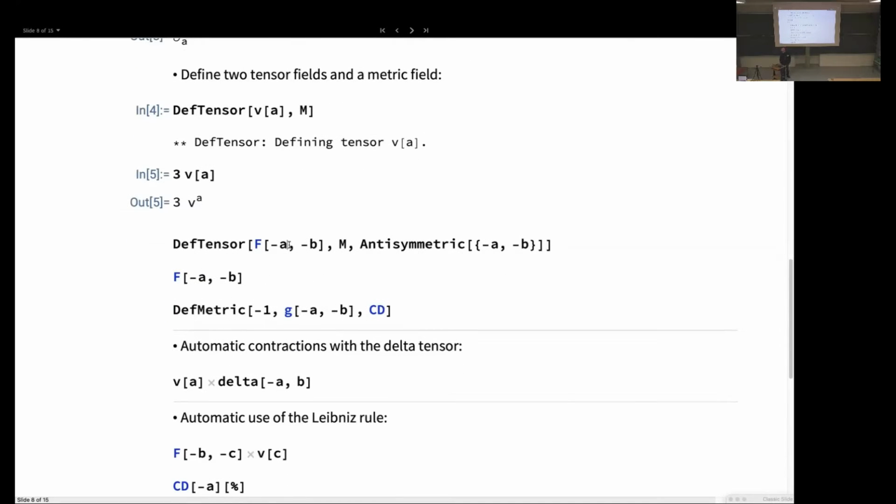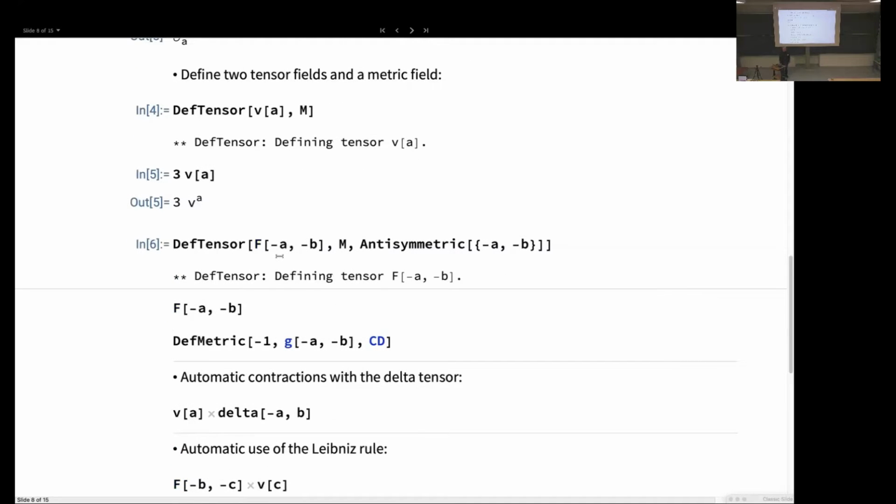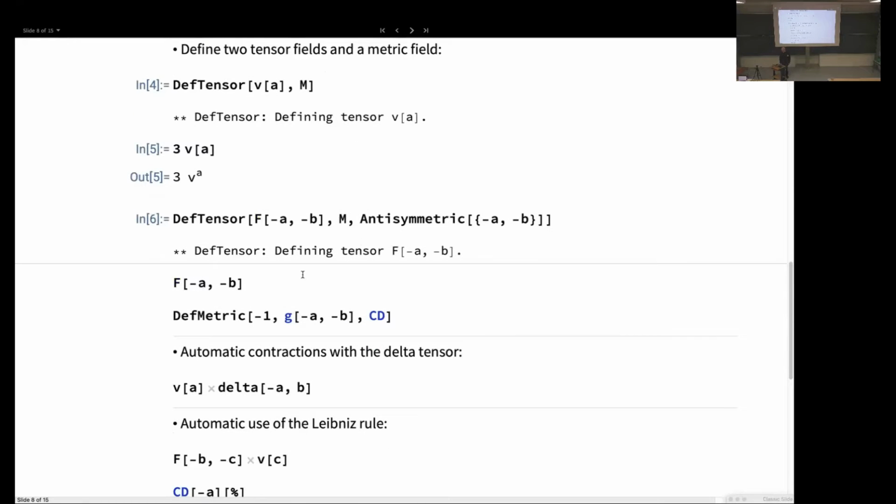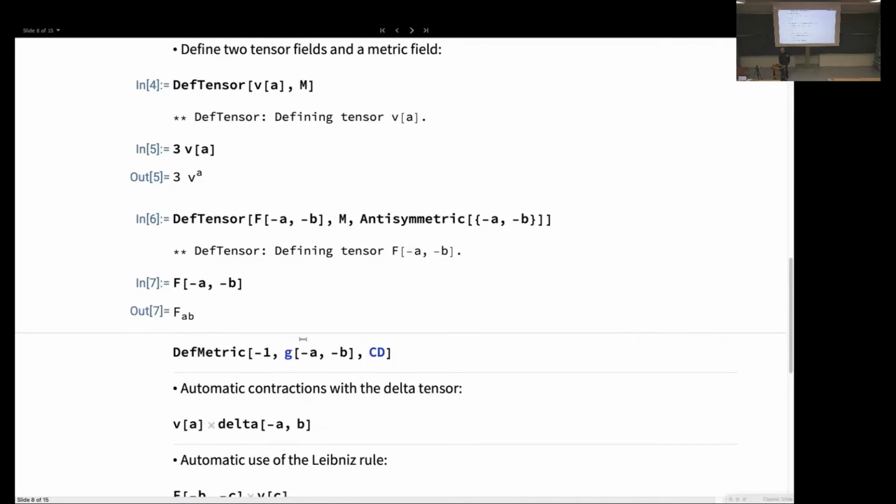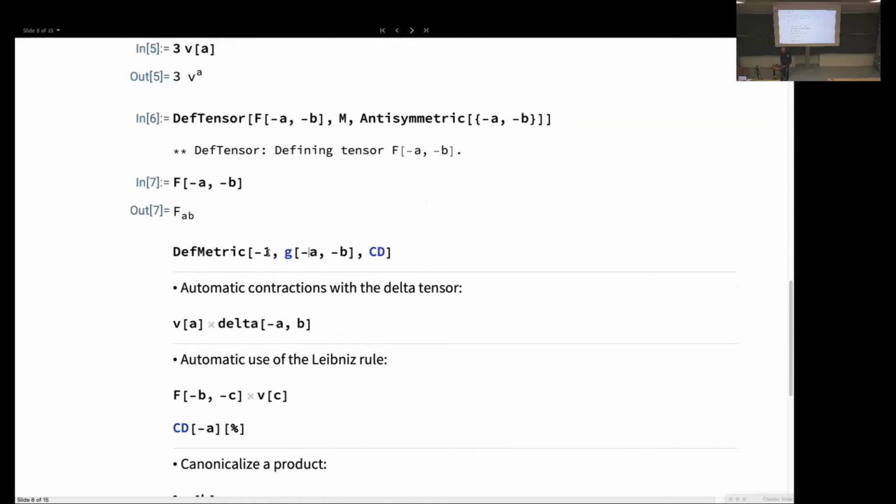Now we define a tensor, which is twice covariant on the manifold M, and it's antisymmetric in the indices minus A and minus B. Now it's typeset like that. Okay, now we define a metric. You can work in xAct without a metric, but you can do more things if you have a metric, of course. So the metric is going to have signature of sign -1. It's going to be called G. And the Levi-Civita connection of the metric is going to be CD.